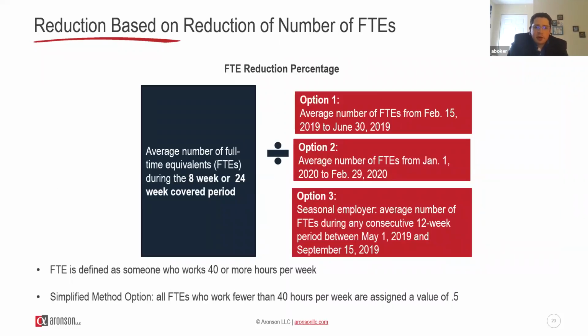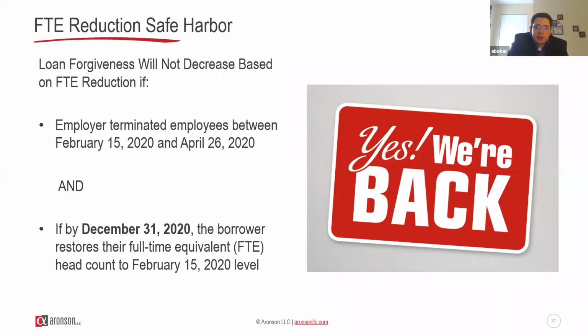FTE piece is still the same. The rules are exactly the same. The only difference is you look at the FTEs on either the 8-week period or the 24-week period, contingent upon what you decide to use. You still have the 3 options to pick from as your baseline. And then the safe harbor thing is exactly the same. The only difference is, like the wage reductions, you have now until the end of the year to bring your FTE count back to where it was on February 15th.